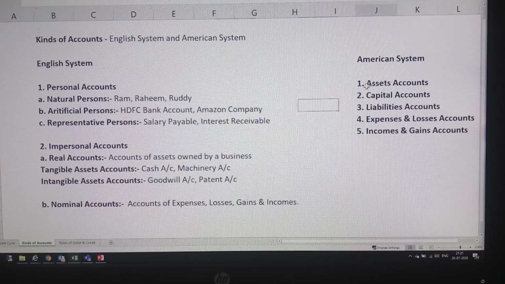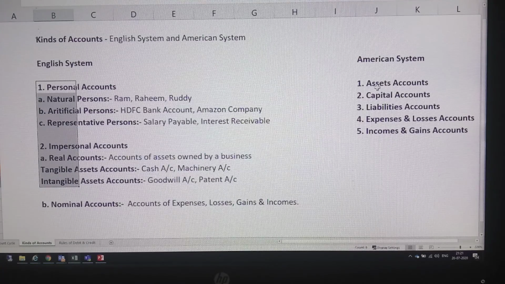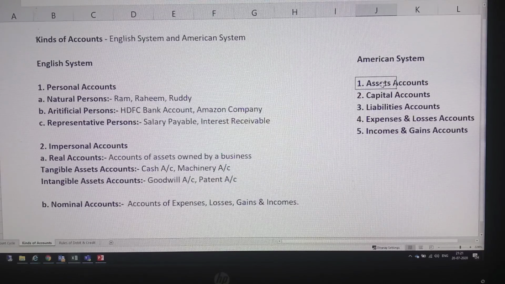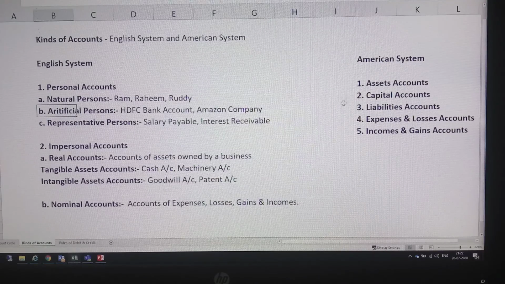So moving on to the American system. The American system is also very similar to the English system, just that it has been categorized into five, which is the asset account, nothing but our real account, where we would capture both our tangible and intangible assets. Capital accounts, those are for personal and other artificial accounts and all those.